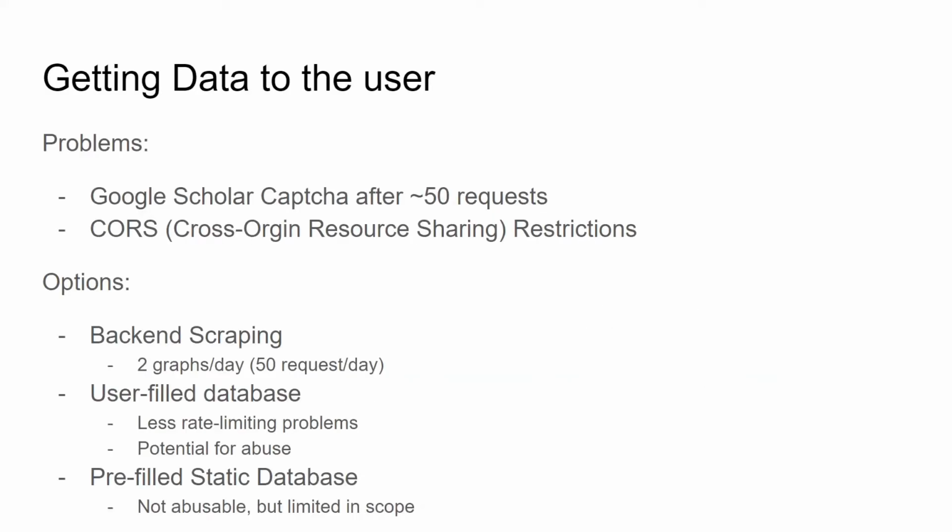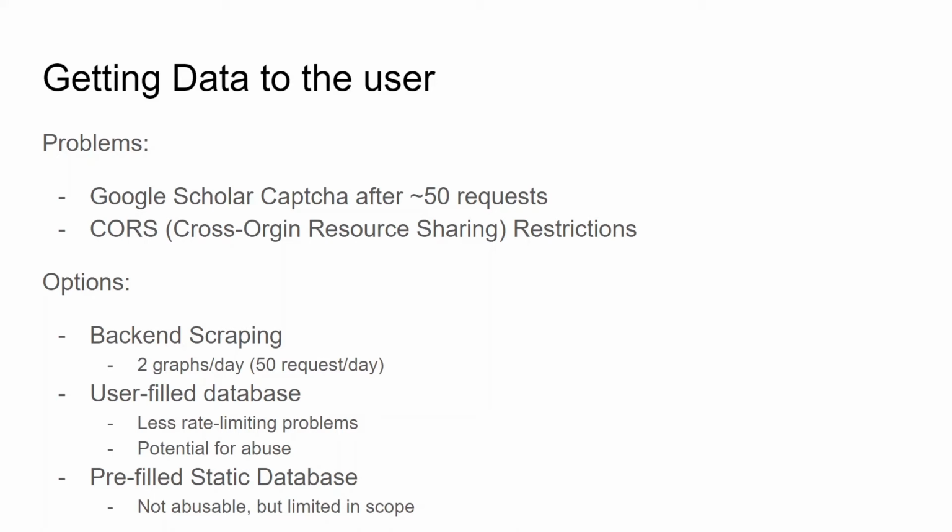Figuring out how we would get data from Google Scholar to the web app was one of the biggest hurdles we had to overcome. Google Scholar will only allow you to make about 40 requests in succession per IP address before it requires you to answer a CAPTCHA. Cross-origin resource sharing restrictions also meant that we can't have the client's browser scrape Google Scholar even if we wanted to.